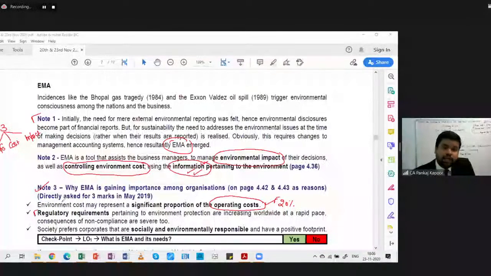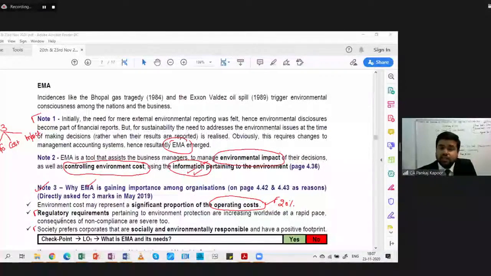Second reason: in India as well as across the globe, there are many laws pertaining to environment related aspects. So it is the regulatory responsibility of the company, statutory binding on the company, that they must protect the environment. If they do not, then they will be penalized. The penalty imposed upon them will be another charge which will enhance their cost. Hence, the company must implement EMA so that they can protect themselves from such penalties.